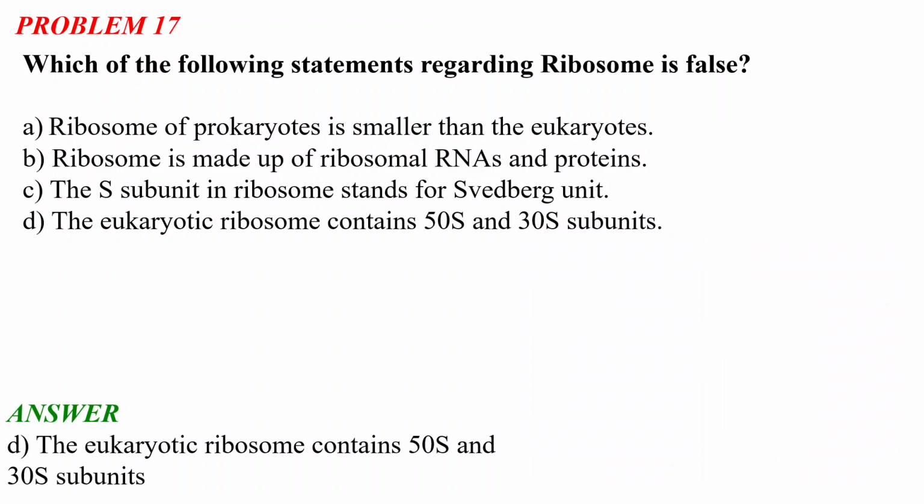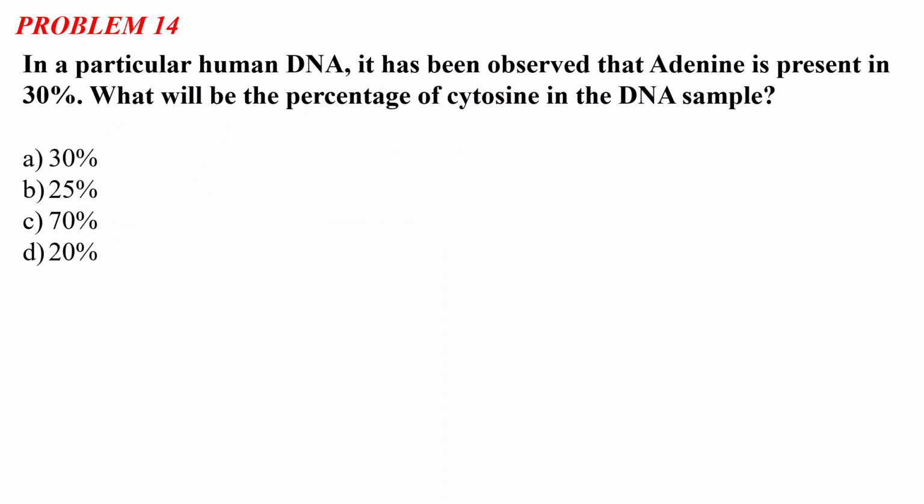Okay, let me show the number 14 also right now. Number 14 was a very easy question. It said that in a particular human DNA, it has been observed that adenine is present in 30%. So, what will be the percentage of cytosine?